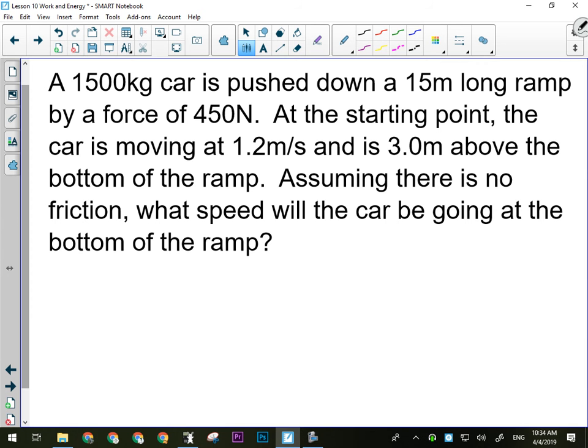So we've got a 1,500 kilogram car pushed down a 15-meter long ramp by a force of 450 newtons. At the starting point, the car is moving at 1.2 meters per second and is 3 meters above the bottom of the ramp. Assuming there's no friction, what speed will the car be going at the bottom of the ramp?